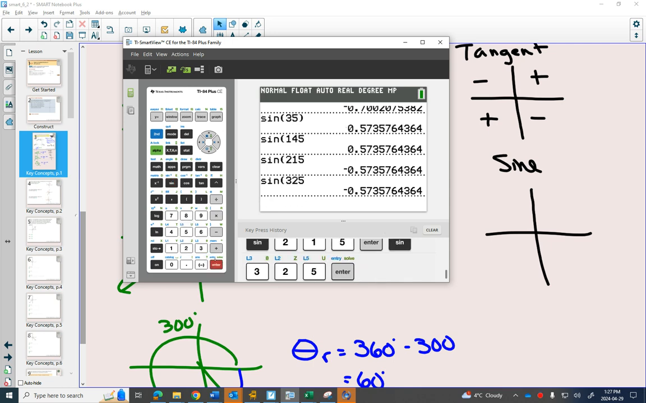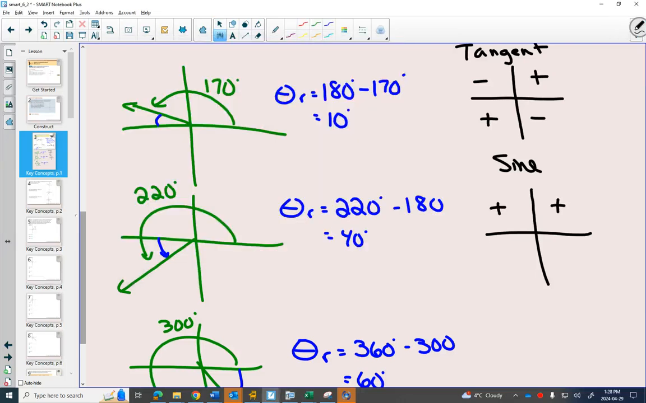So once again, sine, which is the opposite over the hypotenuse, would be the same for all of those angles, because no matter where you are, you could make a triangle with your reference angle, and it would make the exact same triangle. But now the opposites and adjacents switch, and we notice this. Sine was positive here, negative here, and negative here.